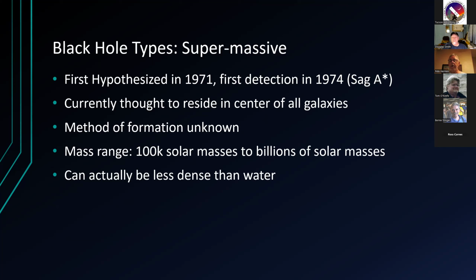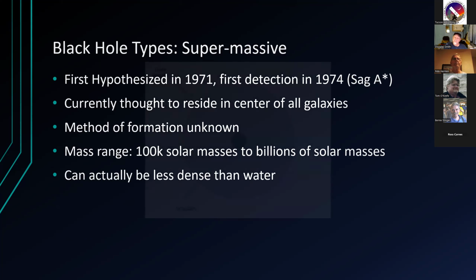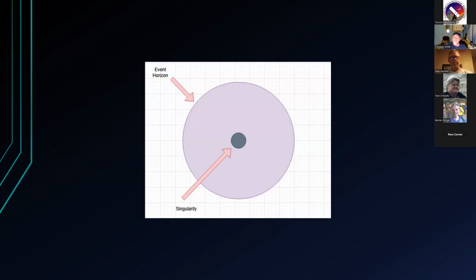Supermassive black holes typically have a range, as I mentioned, of 100,000 solar masses up to billions of solar masses. And by a quirk of explanation, it turns out that you can interpret these supermassive black holes as having a density that is less than water. I'll explain that with a visual in the next slide. So when we measure the density of an object, we typically say this thing has a surface that defines the volume of the object.